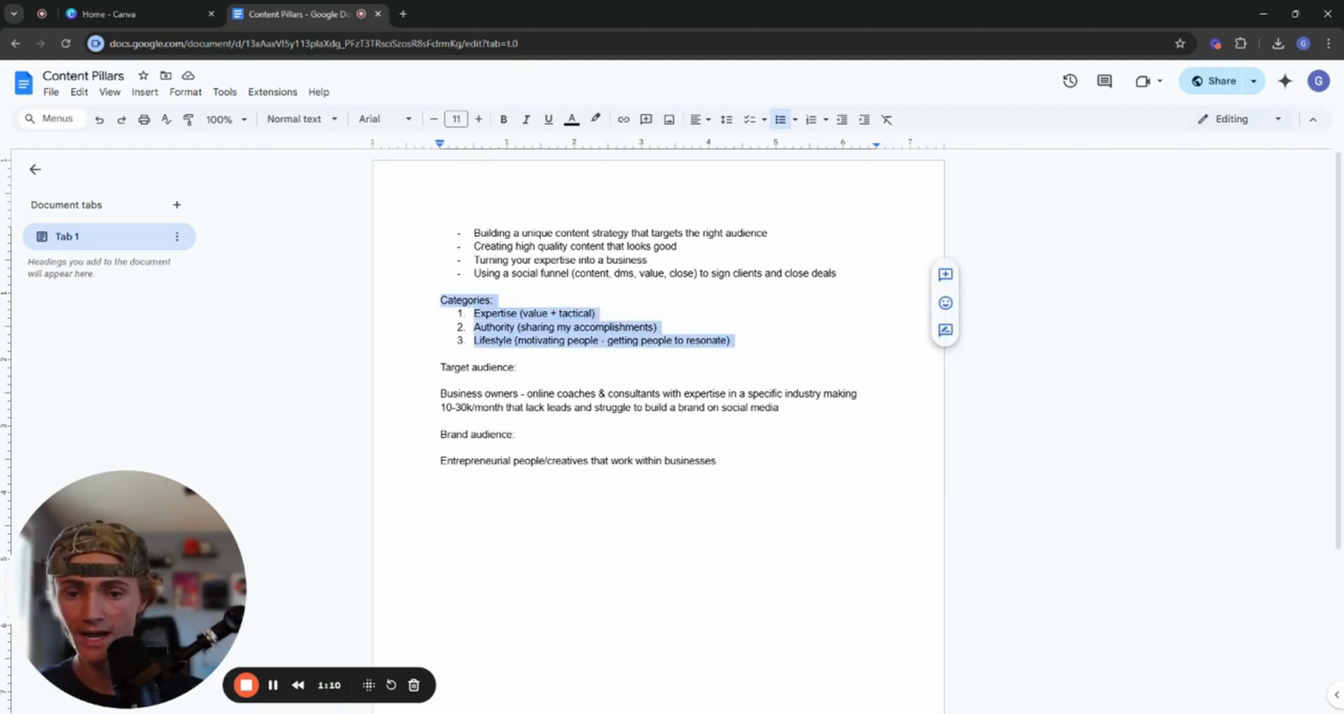Next thing though is the categories. So like the main, universal categories of your content. And these are, once again, universal things. They're things like expertise type content, authority content, lifestyle content. So these are just universal types of content that everyone's posting. And so more so what you need to know is, what are the main categories that are going to take up your content strategy? And so for me, I know that expertise is a big category. It's the value in the tactical videos to show me as an authority in my space, to give value, things like that. The next thing is authority.